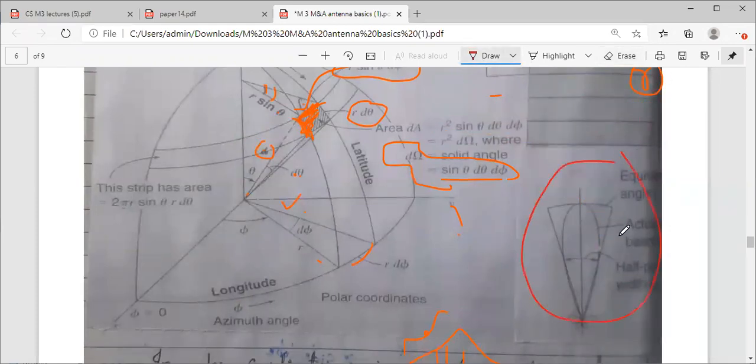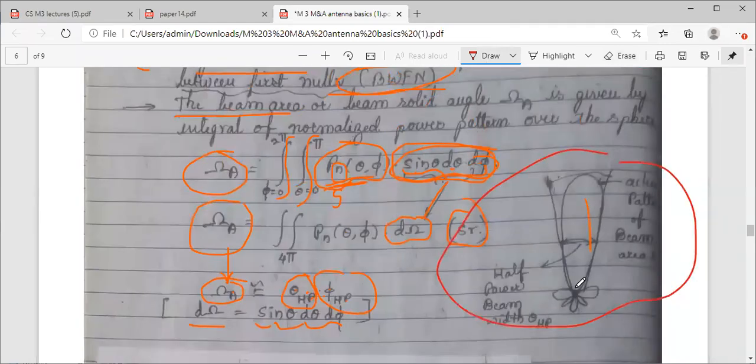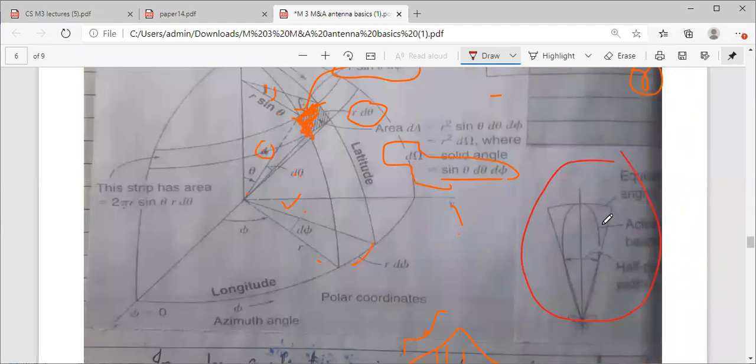This whatever I have drawn, the pasted figure and this figure, both are same. Okay, ये back lobes हैं, side lobes and back lobes. This is your major lobe or main lobe. ये जो है total angle, it is the actual pattern of the beam area, omega A. This is giving you half power, that is 0.707 तक आपका जो maximum value reduce होता है, that value. The same is written here. ये आपका beam area है, actual value इतना है. This is what it has reduced to 0.707.